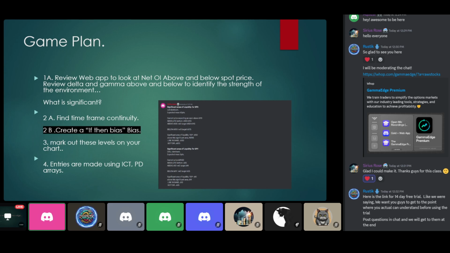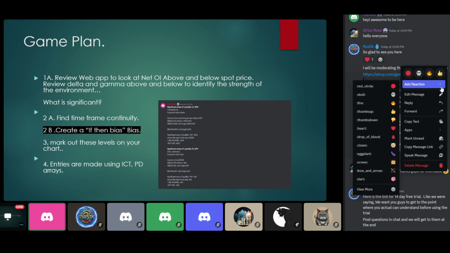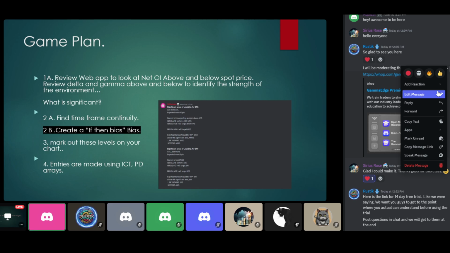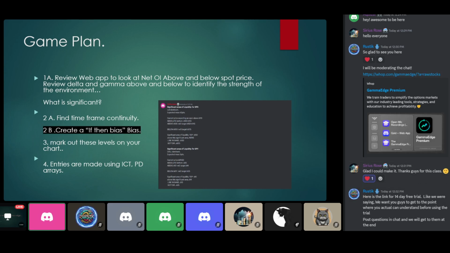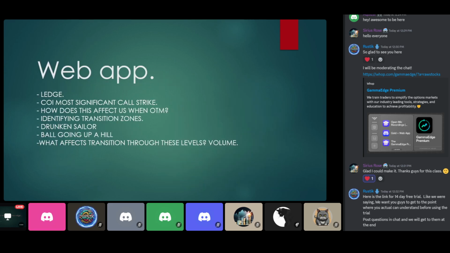Number three is to mark out these levels on your chart once you find them on the web app, and then make my entries using PD arrays. I know that ICT itself has a lot of different PD arrays. The PD arrays that I like to use, I like to keep it simple: just fair value gaps and order blocks. If you have any questions on more PD arrays, that's what we got Rustik here for.